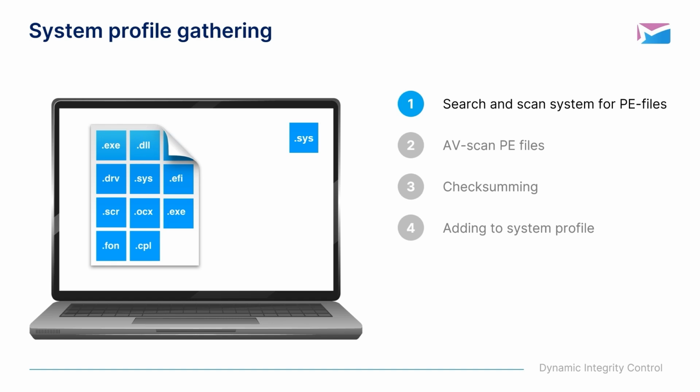After installation of the client module, the SafenSoft driver scans the system to find all portable executable files, PE files, and files with code that can start a system process. Each of the executable files is scanned by the internal SafenSoft AV scanner. This allows us to meet regulatory requirements. For each executable file, SafenSoft calculates a control sum and creates a system profile, a compact database containing checksums of all PE files on the hard disk.